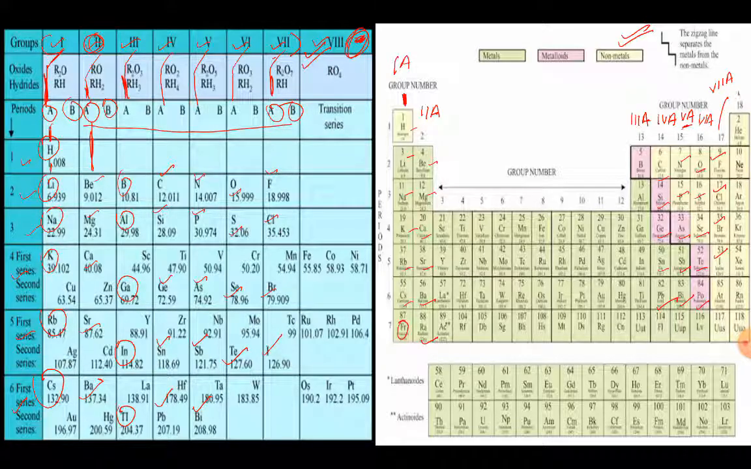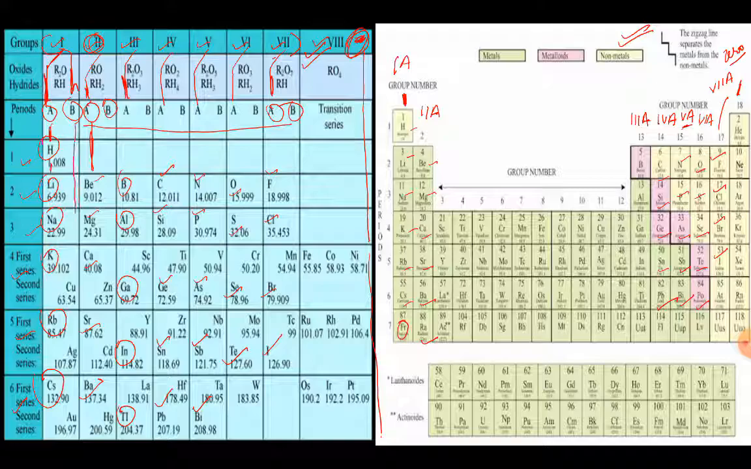Now this is the zero group, and these are the noble gases which were not discovered at that time, and it was an achievement of Mendeleev's periodic table because they could be placed separately in a new group at the end. Now let us move to 1B of Mendeleev's periodic table.